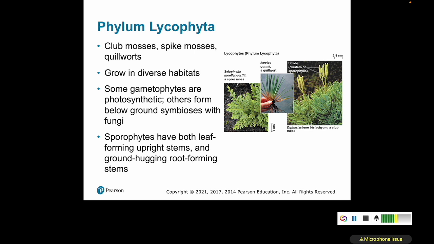Our lycophytes first, the club mosses, spike mosses, and quillworts. They grow in diverse habitats, mostly photosynthetic. Some of them form below ground symbioses with fungi. And the sporophytes have leaf-forming upright stems and ground-hugging root-forming stems.